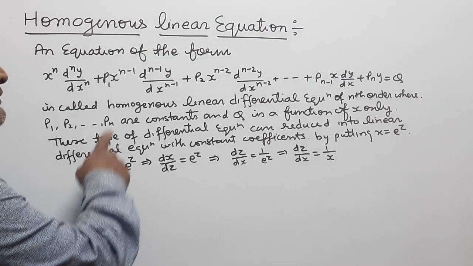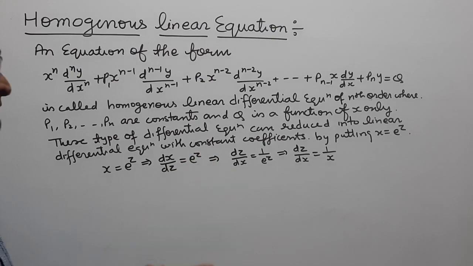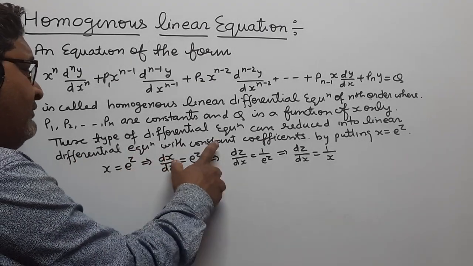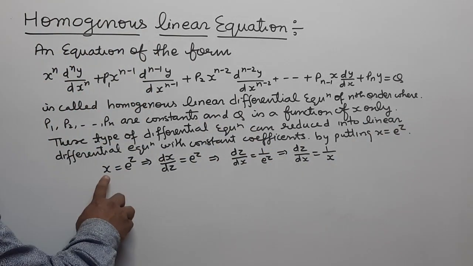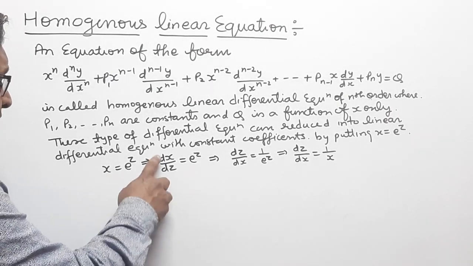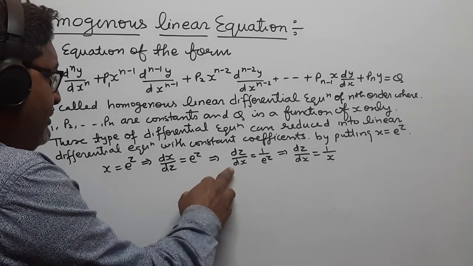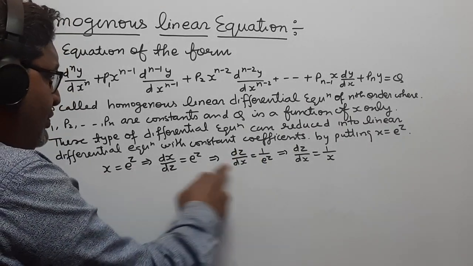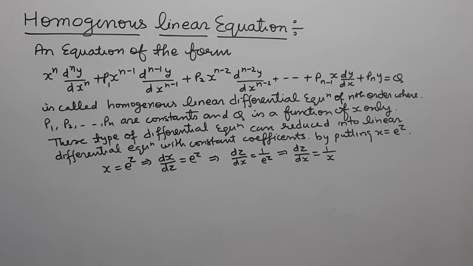You know that if the given differential equation is homogeneous linear differential equation of nth order, we can convert this into linear differential equation with constant coefficient when we put x equal to e to the power z. So x equal to e to the power z, we differentiate both sides with respect to z, so we get dx upon dz is equal to e to the power z. And taking reciprocal of this, we get dz upon dx is equal to 1 upon e to the power z, and e to the power z is equal to x, so in place of e to the power z we put x, so dz upon dx is equal to 1 upon x.